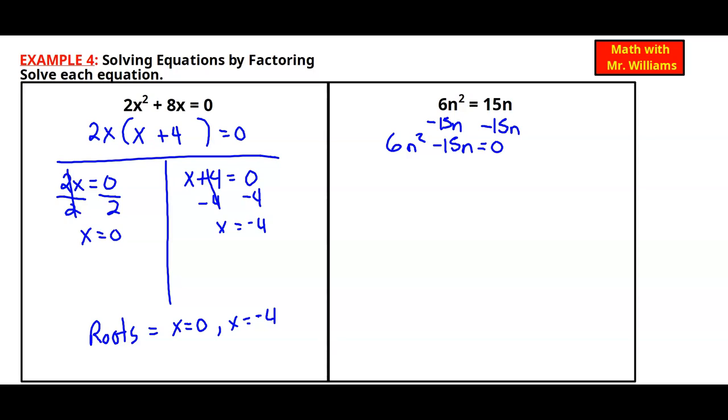So what can go into 6 and 15? Well, the biggest number I can take out of each is going to be a 3. So what's left inside the box? So what times 3 is 6? Well, that's a 2. And what times 3 is 15? Well, that's going to be a 5. Bring down the minus. All right, now look at my n's.